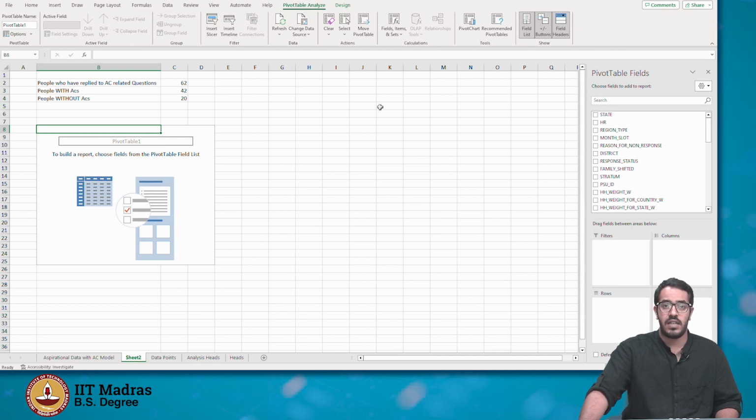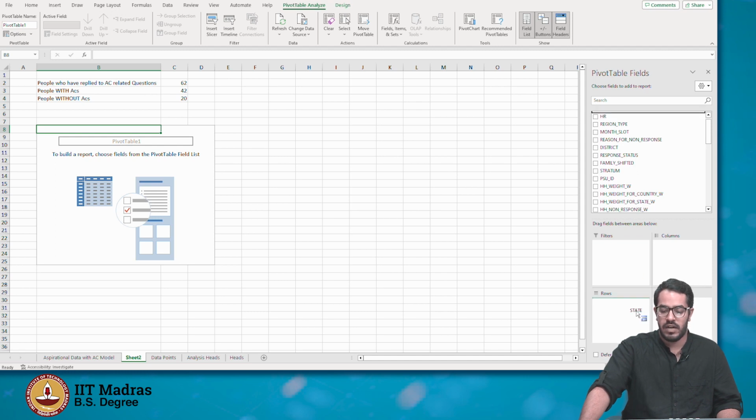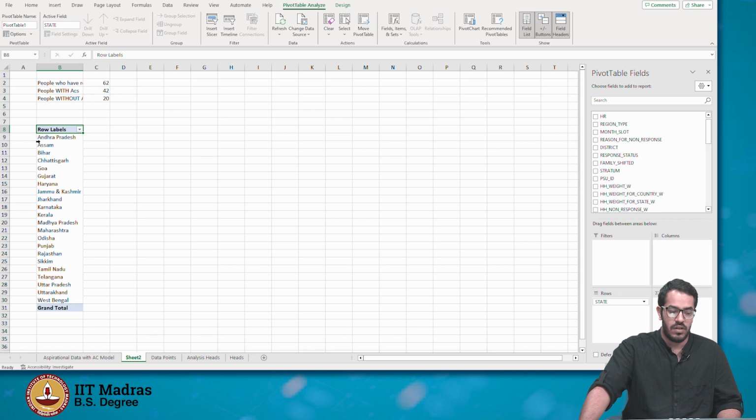Here we will see that we have an option of pivot table that is enabled now for us, but we also still need to figure out what values and what columns we are analyzing on. Because we want to figure out where the users are coming from, we will first select the state and drag it to rows.